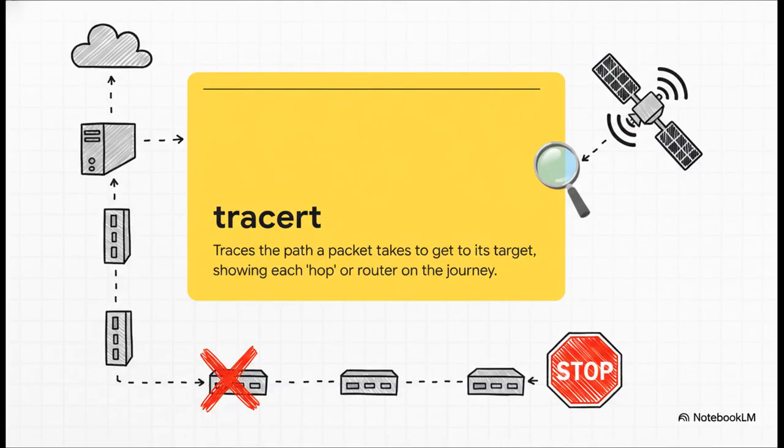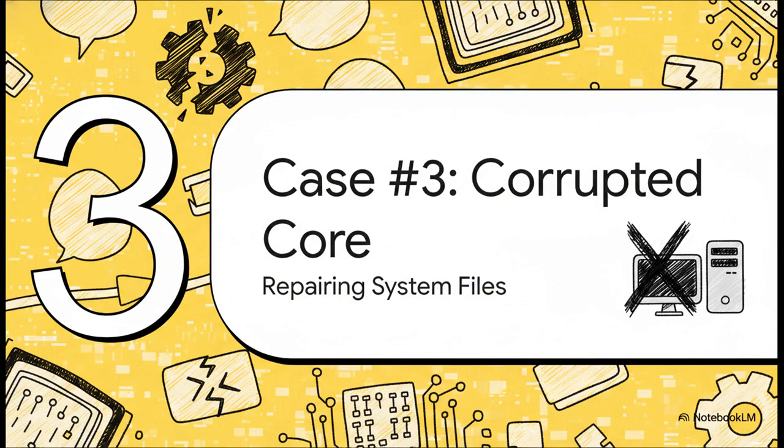Now, if ping tells you your packets are getting lost on their way to the internet, it's time to pull out the next tool, Tracert. I love this one. It's basically a GPS for your data. It shows you every single hop, every router your data passes through on its way to the destination. If the trace just stops cold, well, you've just found the exact point of failure. Case closed.